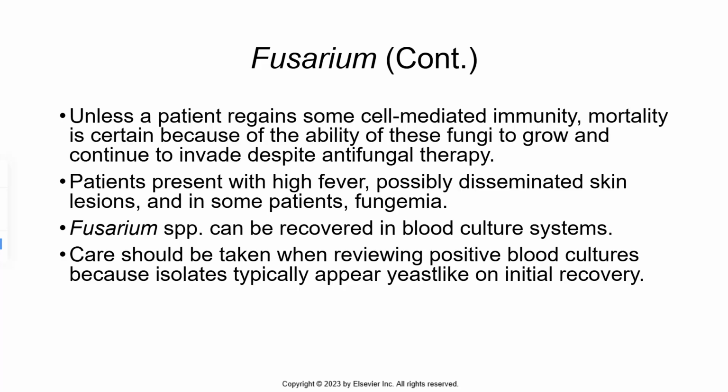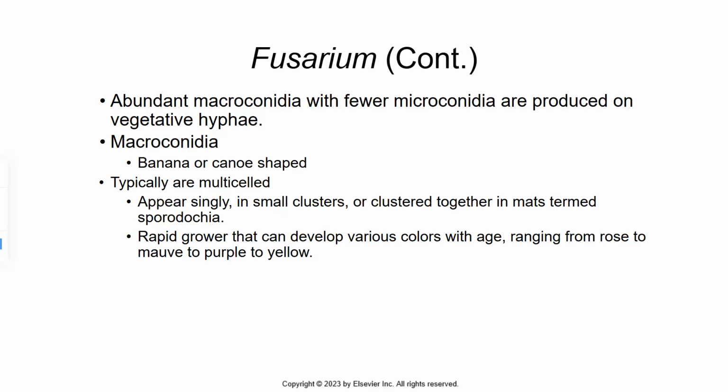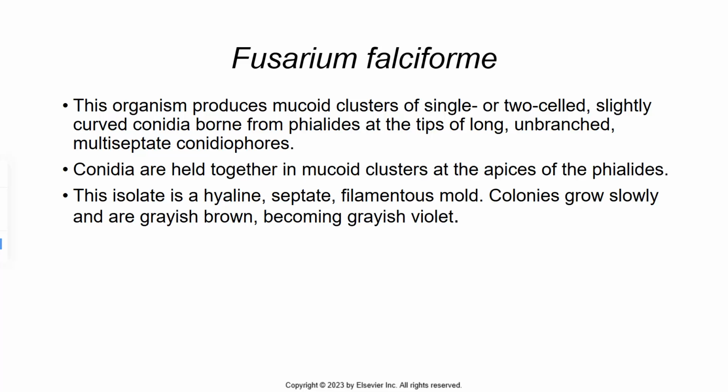Patients present with high fever, possibly disseminated skin lesions, and in some patients, fungemia. Fusarium species can be recovered in blood culture systems. Care should be taken when reviewing positive blood cultures because isolates typically appear yeast-like on initial recovery. Abundant macroconidia with fewer microconidia are produced by vegetative hyphae. Macroconidia are banana or canoe-shaped. These are very easily distinguishable for Fusarium.